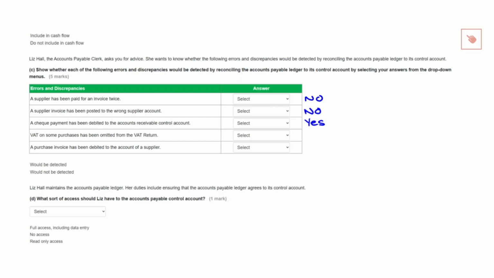Moving on to the VAT on some purchases which have been omitted from the VAT return, this would not be detected. The reconciliation of the accounts payable ledger to its control account focuses on the gross amount of the transactions with suppliers. The VAT return is a separate document dealing with the tax implications of these transactions. An error in the VAT return wouldn't directly cause an imbalance between the total owed to suppliers, as reflected in both the control account and the ledgers, and the individual supplier account balances.